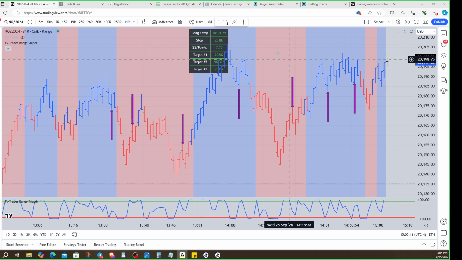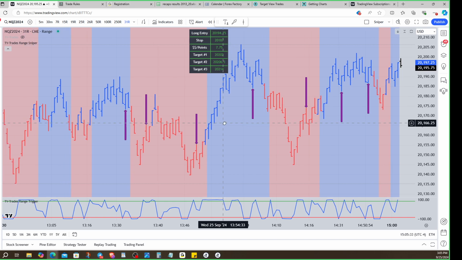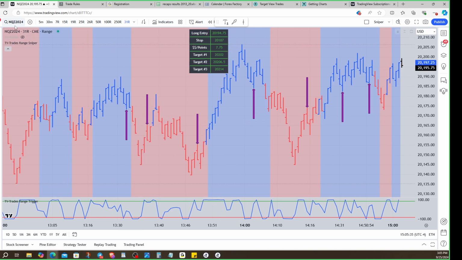Now, if you click on that link right there, it's going to bring up this chart, if you have the indicators enabled. It'll be read only. In the upper right-hand corner, it will say copy. If you click on that word copy, it's going to prompt you to save it to your own name, and then it'll be your chart, and you can do whatever you want with it. But this is the default chart that I have set up. This is an NQ 31 range.